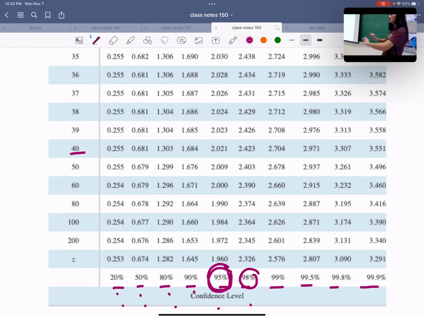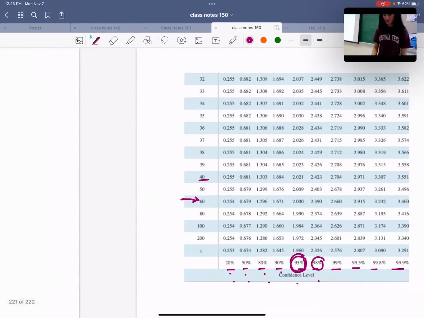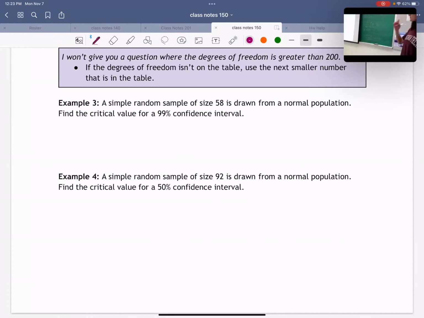The convention that most statisticians use is if it's not on the chart, we go to the smaller one before it. So for example, if I had 73 degrees of freedom, we would go to row 60. We go to the smaller one on the chart that's there. Now you're probably wondering what happens if I have something bigger than 200? I will not give you something bigger than 200, so you don't have to worry about it. So we're going to look for the next smaller one. If that doesn't make sense, let's just do example 3 and see what happens.